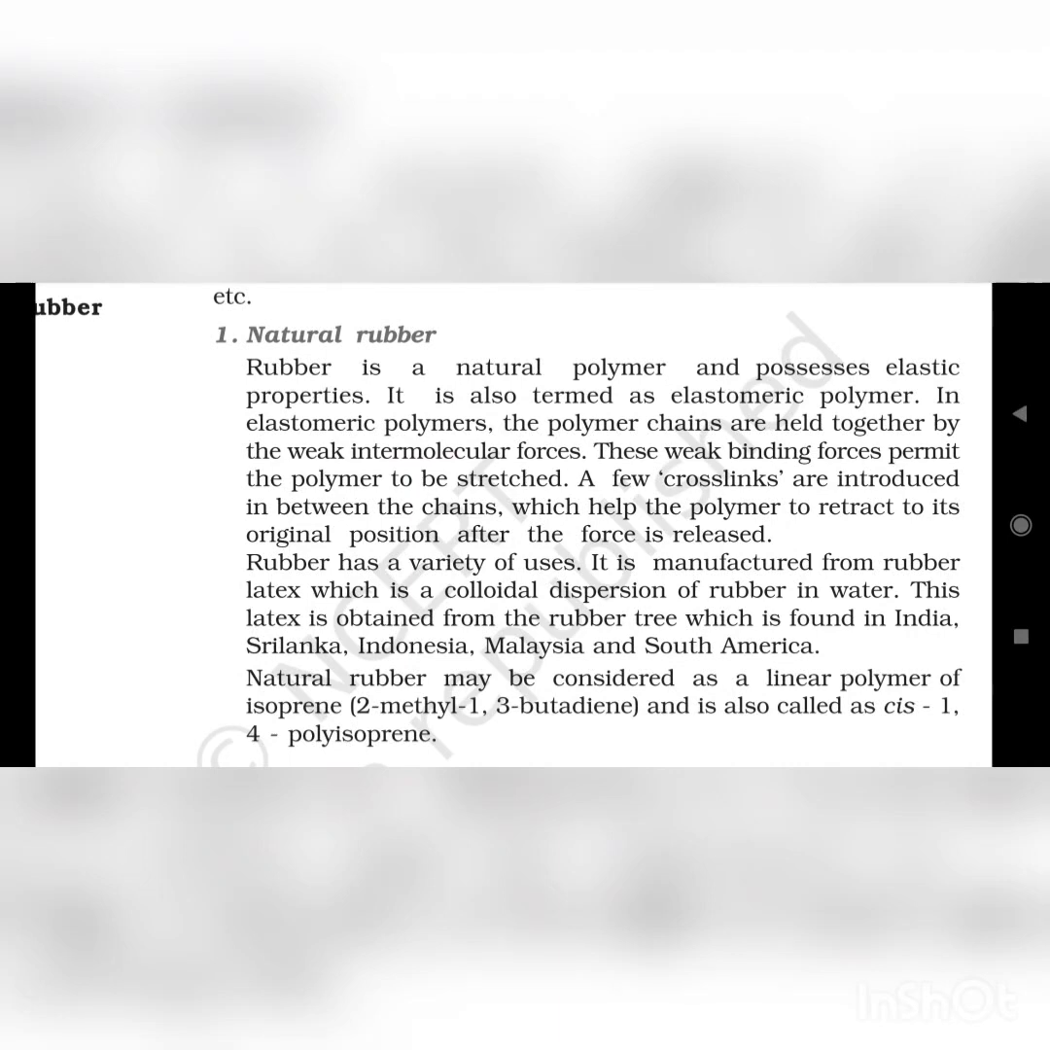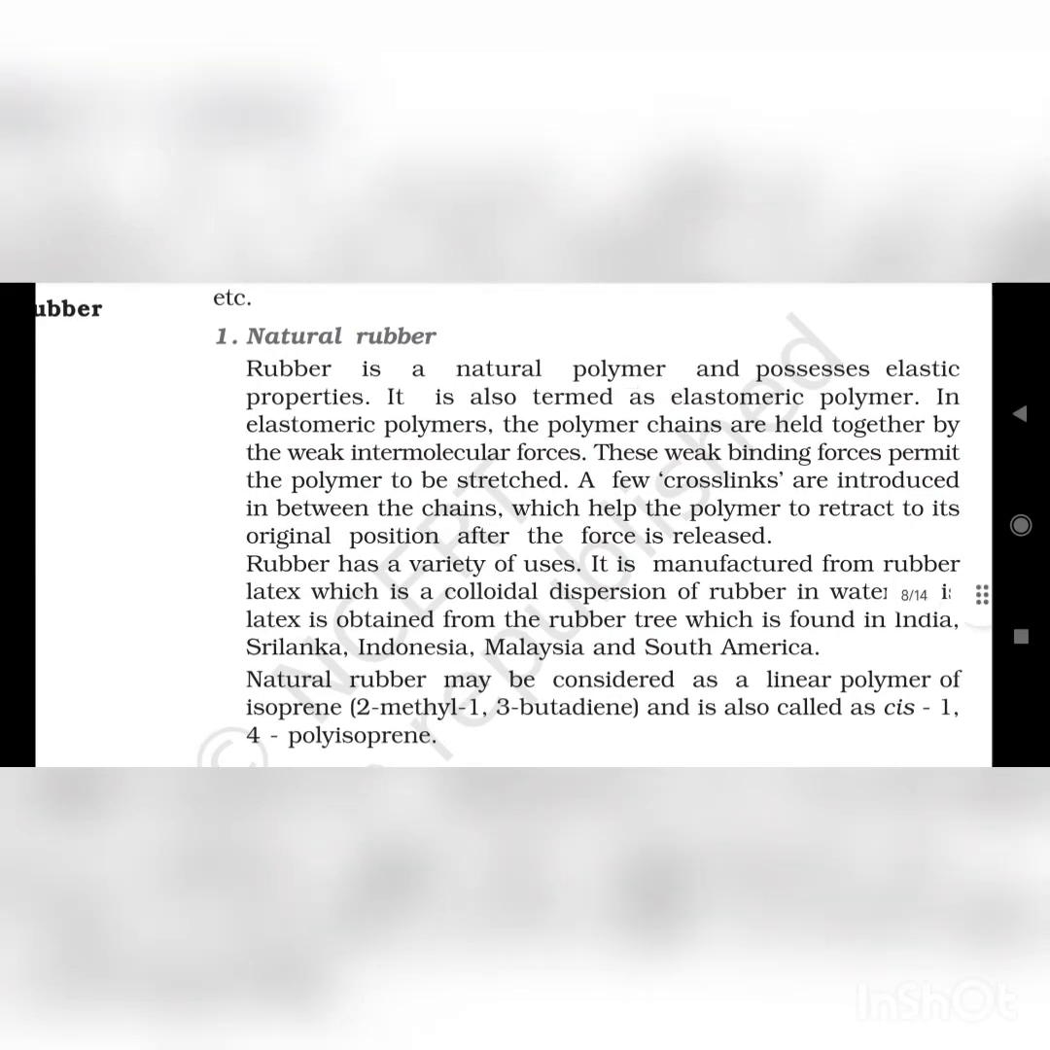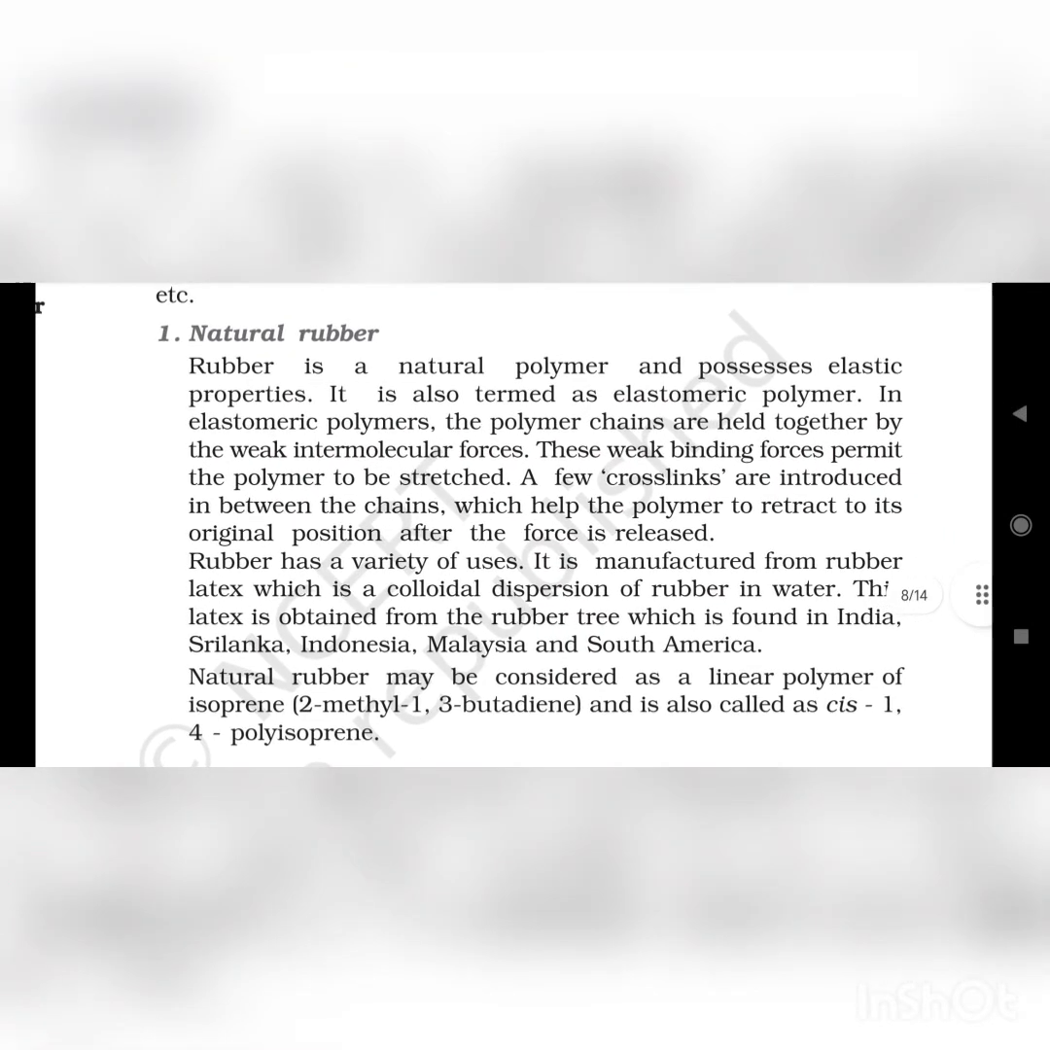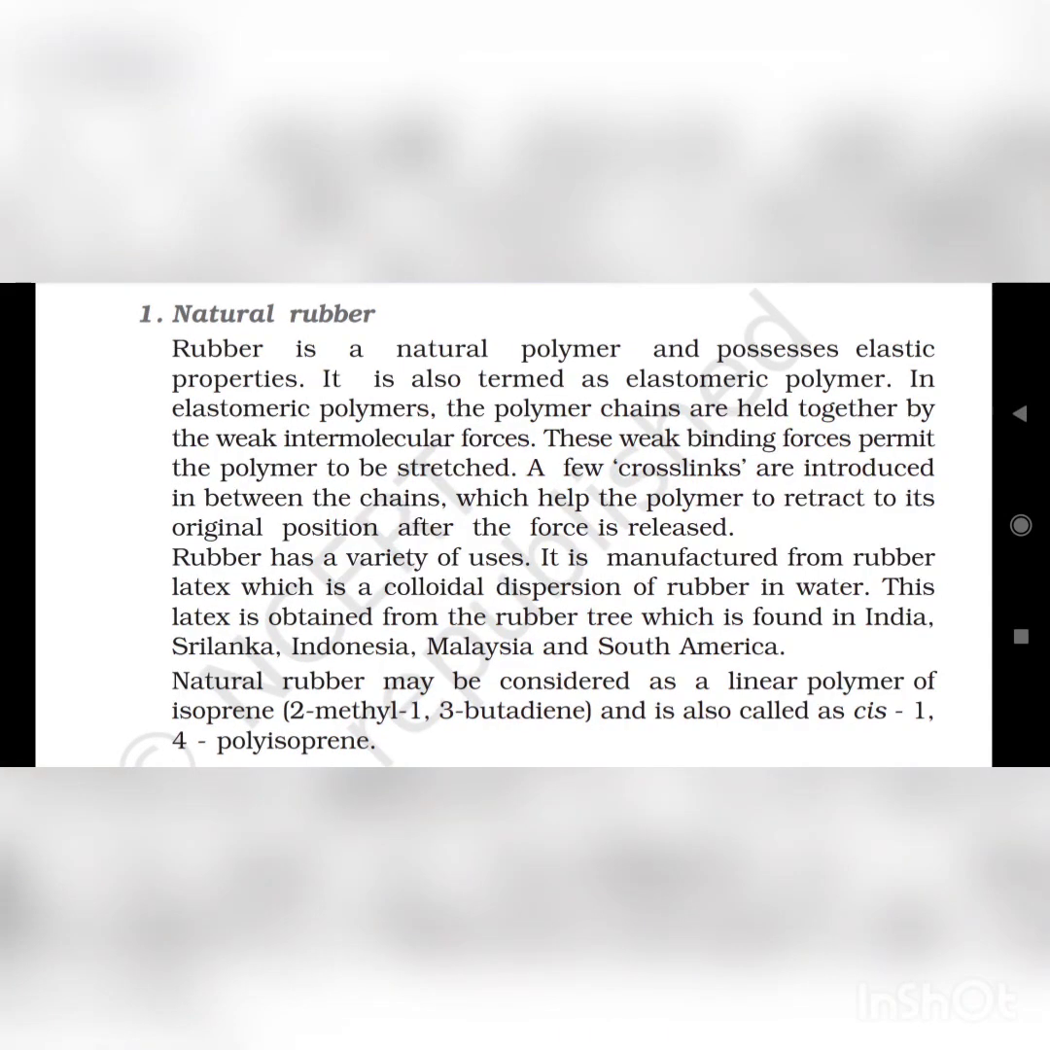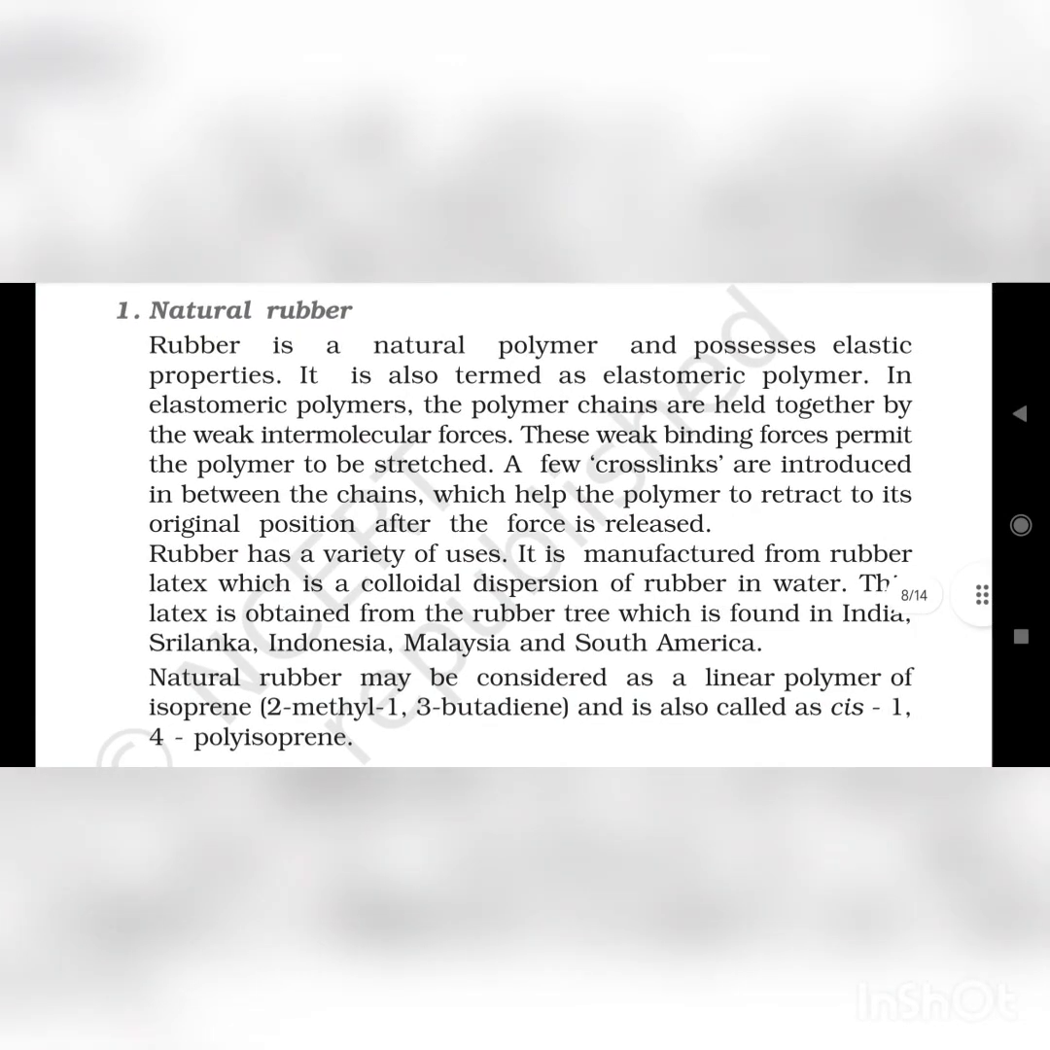Good morning everyone. Today we will discuss different types of polymers. Natural rubber. Rubber is a natural polymer and possesses elastic properties. It is also termed as elastomeric polymer. In elastomeric polymers, the polymer chains are held together by weak intermolecular forces.